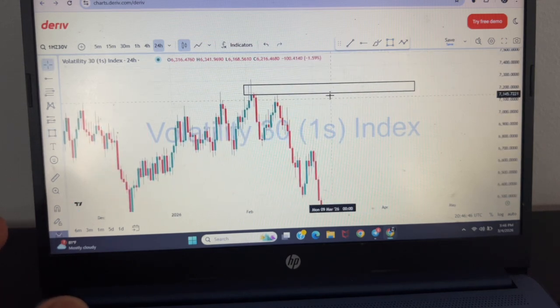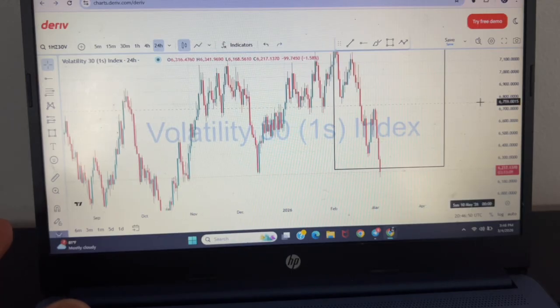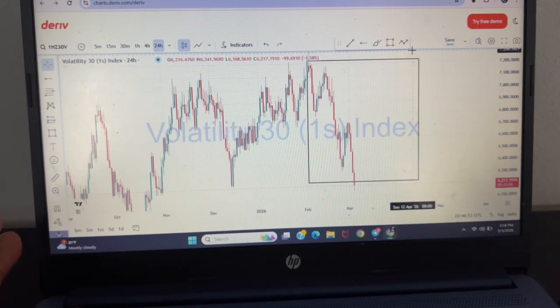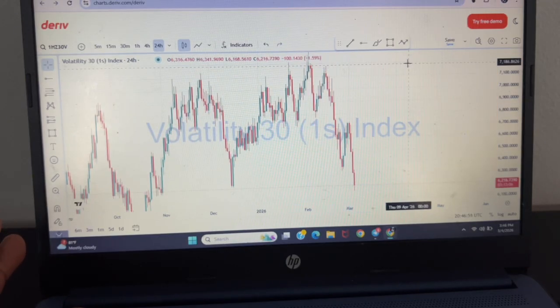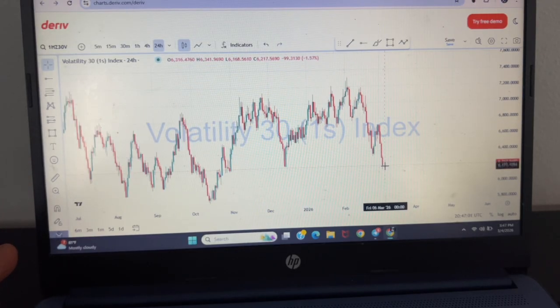I don't know why that does that, but yeah, right there, price is in a downtrend right there. So if you can identify a trend within the market, then you're good. You know what the market is doing, what you're supposed to be looking for. So for example, you would be looking for sells.